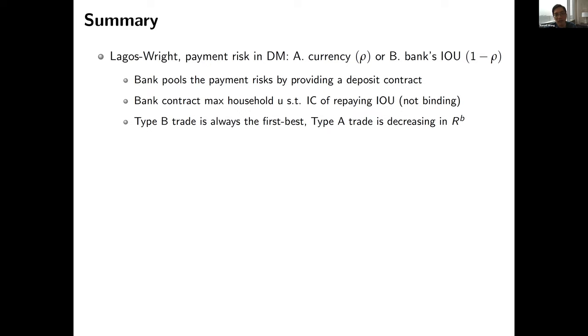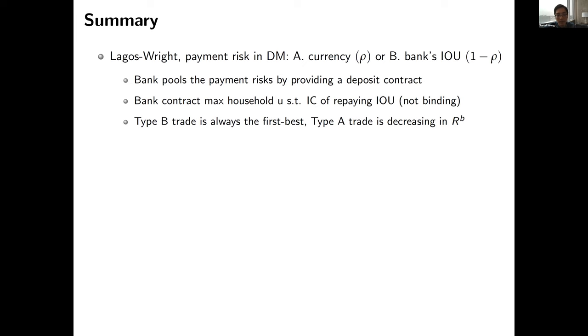For the type A meeting, where you have to use currency, the level of trade supported by the contract will be decreasing in the nominal interest rate R_LB. But it is a very standard Lagos result, right? When the nominal interest rate is higher, you want to hold less currency in the bank or in the household, so the level of the type A meeting will be low. The opportunity cost of using cash is higher, so the level of trade is lower. But there is something interesting from this insight that will drive the banking panic in this paper. But bear in mind, a high interest rate will mean lower currency. It's a very typical Lagos result.